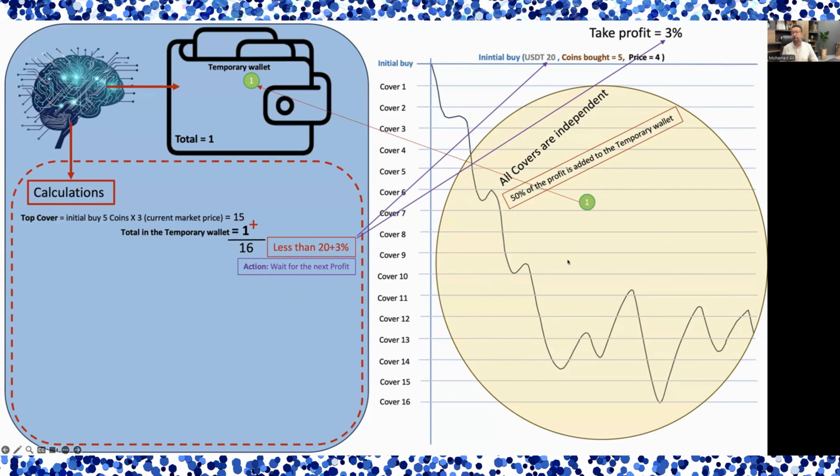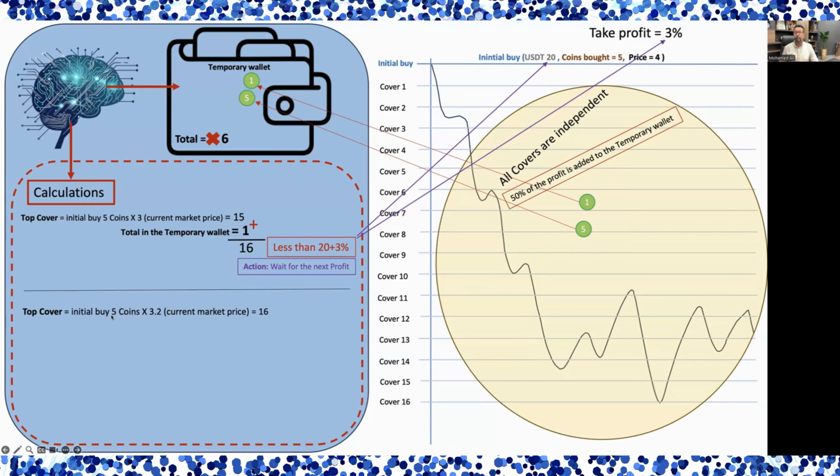So let's say another profit is made and 50% of that profit is $5 in this case. It's going to again add this $5 or 5 USDT to the temporary wallet. Accordingly, the total amount is going to increase to 6 because 5 plus 1 is 6. Then a new calculation is going to start happening in the bot, which is the same as what happened before. So we're going to look at the top cover, which is 5 coins. Let's assume also at this point in time, the market price is 3.2.